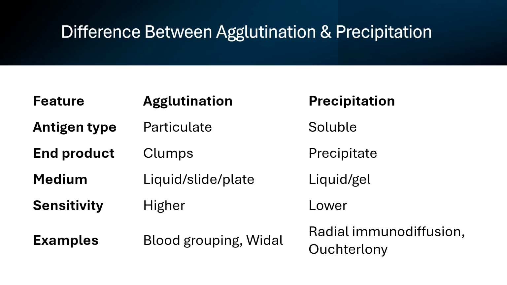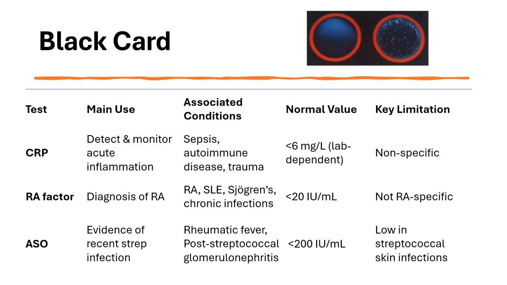A frequently asked question is, what is the difference between agglutination and precipitation? It is very easy to remember: the antigen is particulate in nature in case of agglutination, and soluble in case of precipitation. As the antigen is particulate, the visible end product is clumps; in precipitation, it is a precipitate. Agglutination can be visible in liquid, slide or plate; precipitation in liquid or gel. Examples of agglutination are blood grouping and the Vidal test, while in precipitation it is radial immunodiffusion.